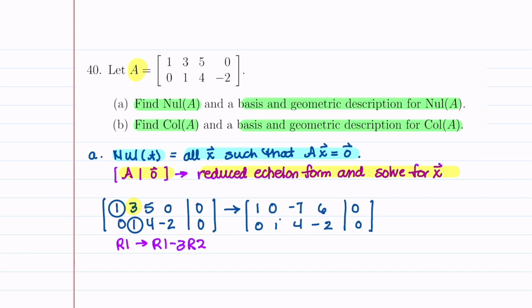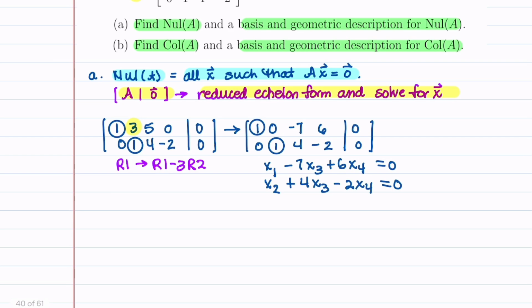Let's now circle our pivots. And those are the variables that we're going to solve for. So from our first row, we get x1 minus 7x3 plus 6x4 is equal to 0. And then from our second row, we're going to get x2 plus 4x3 minus 2x4 is equal to 0.